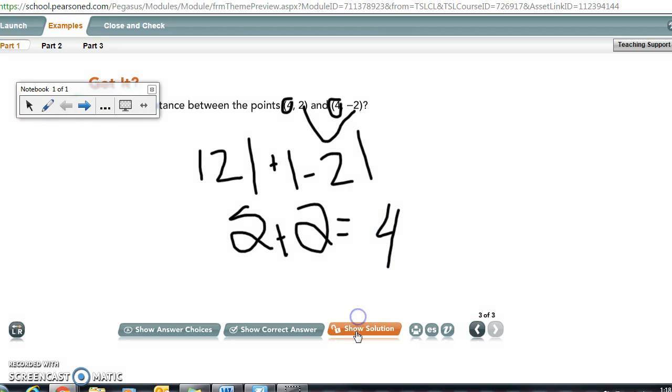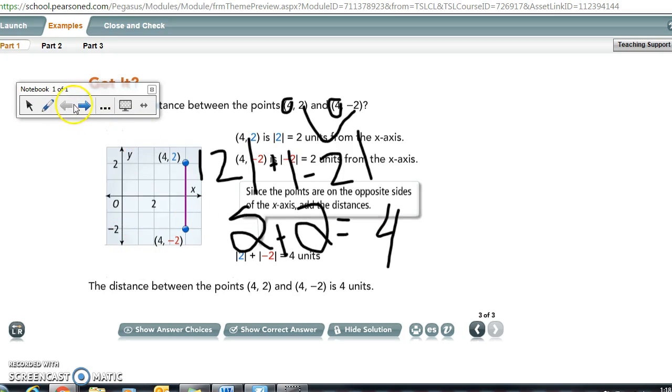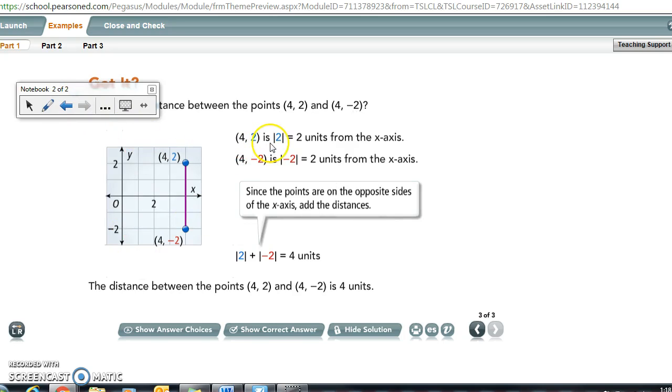So let's go ahead and see if that's our answer. Okay, and they're saying that the absolute value of 2 plus the absolute value of -2 is equal to 4 units away from each other. The distance between 4, 2 and 4, -2 must be 4 units.